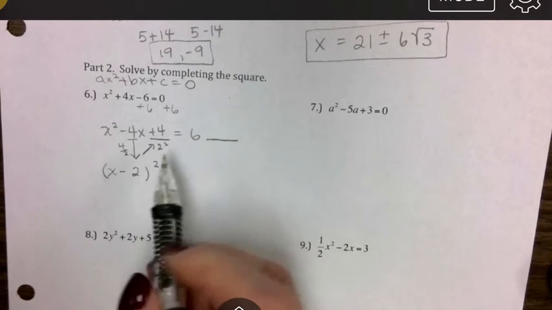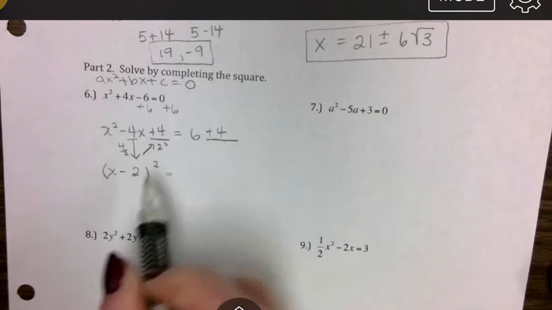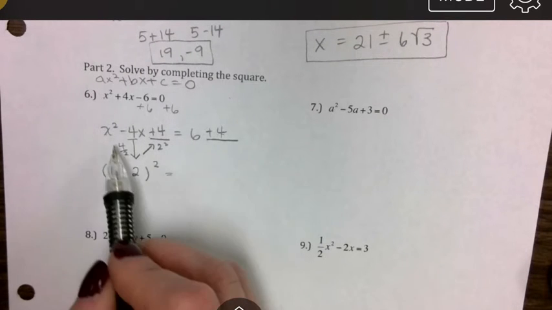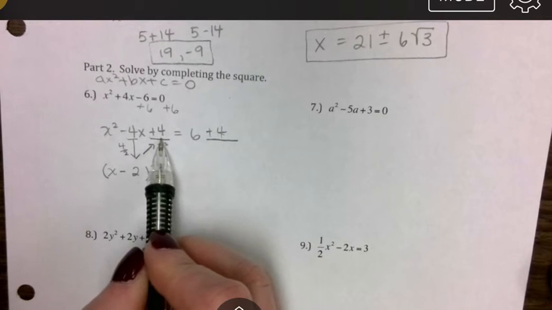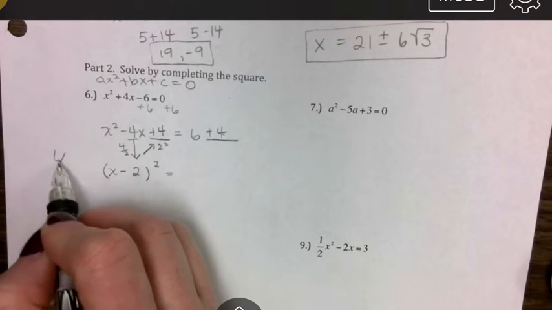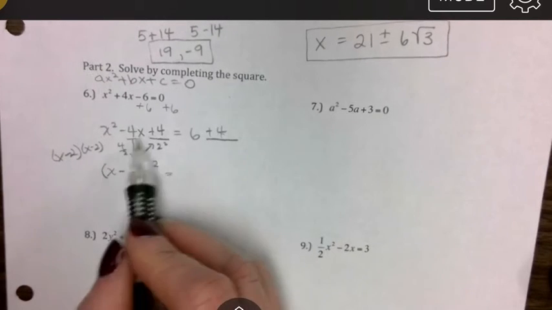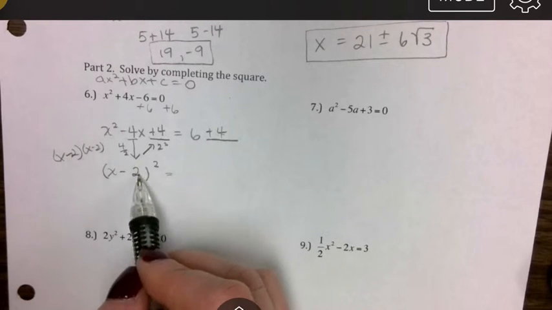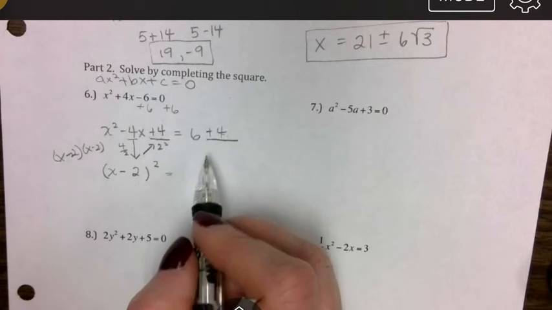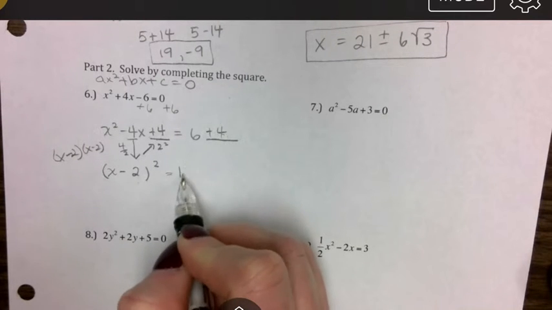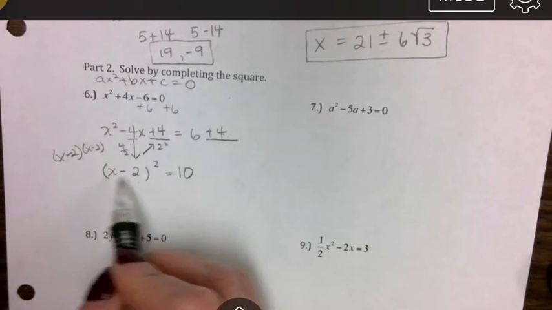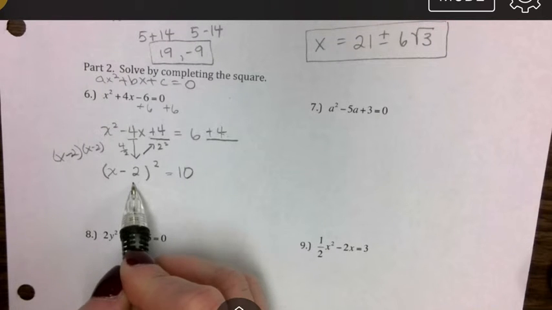because what we're really doing is adding 4 to both sides of the equation, because x squared minus 4x plus 4 factors to x minus 2 times x minus 2. So in order to get this to be a perfect square, we have to add 4 to both sides. And now we have this as a perfect square.